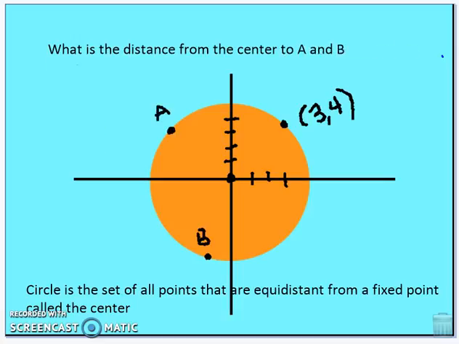All right, so now I'm going to ask you, what is the distance from the center to A or B? You should pretty quickly figure out the distance is going to be the same as that which we just discovered from (0, 0) to (3, 4). So the distance is 5 to either A or B because the radius length is the same.